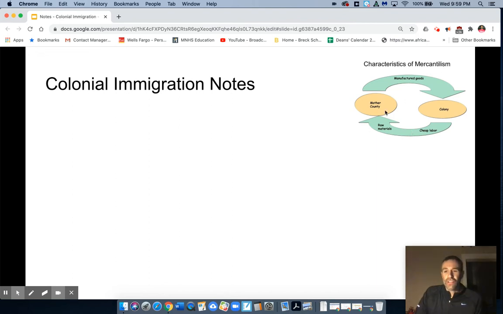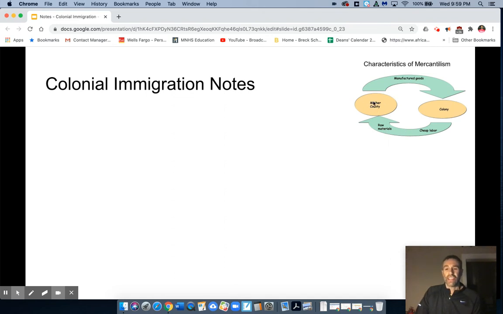Okay, the mercantile system. I'm going to describe it here first. You have the mother country, or Great Britain. It forms a colony. In that colony, you need a cheap source of labor, which initially was indentured servants and then later enslaved labor. And then raw materials were either grown, like cotton and tobacco, or chopped down, like lumber, or mined out of the ground. And that's sent back to the mother country.